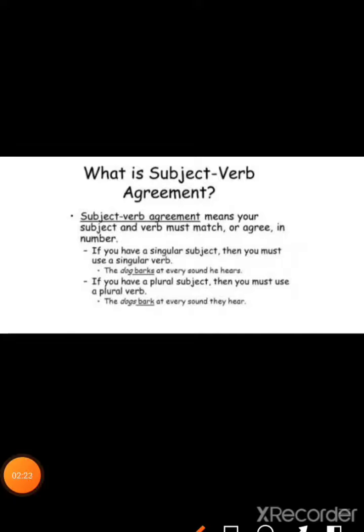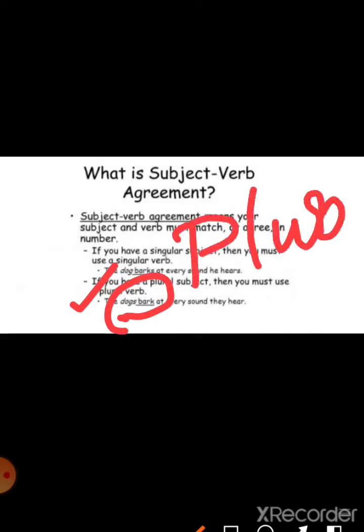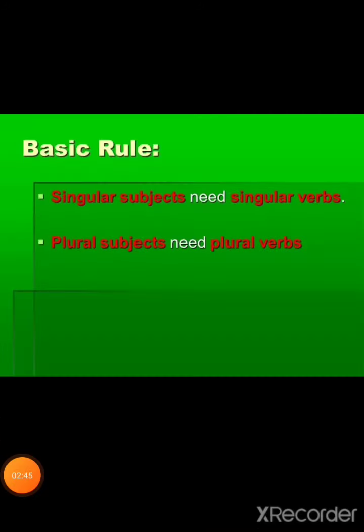So here in this last sentence, the dogs bark. Here dogs, it is plural in number. More than one is plural. Okay, so plural in number. So that is why after dogs I have not added any s or es after the main verb. Okay, so what is the basic rule of subject verb agreement? The basic rule is the singular subjects need singular verbs and plural subjects need plural verbs.